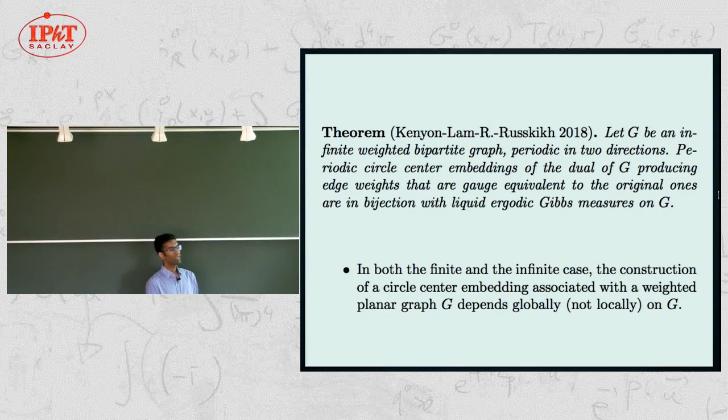So what I want to stress is that both in the case of finite graphs and in the case of infinite biperiodic graphs, the construction to go from dimer edge weights to circle centers is complex. It's complicated because it's non-local. If you want to reconstruct your embedding locally, you need to have all the information for all the graph. You need to go all the way to the boundary of the graph. It's not a local construction.